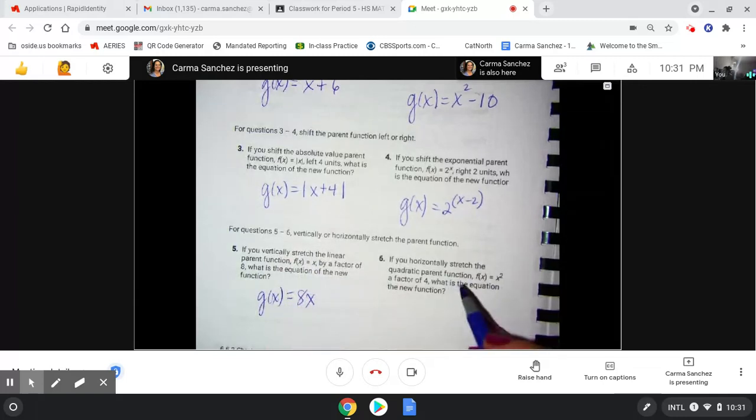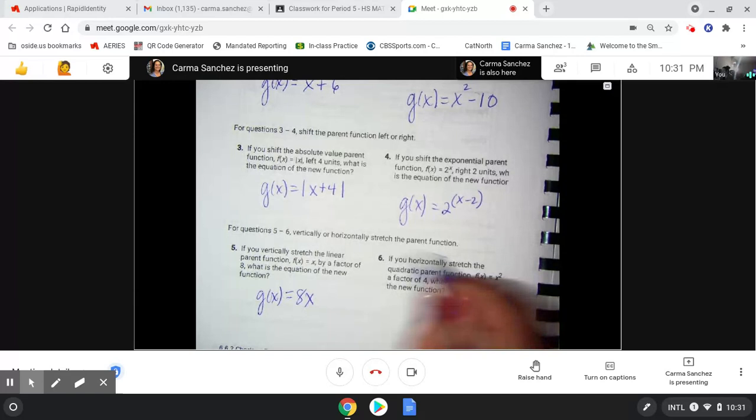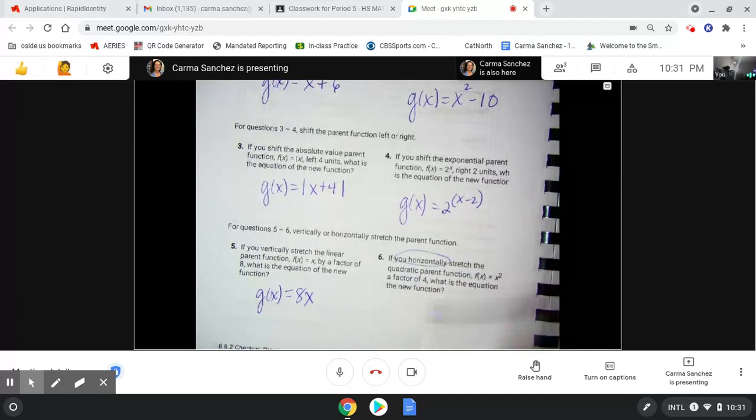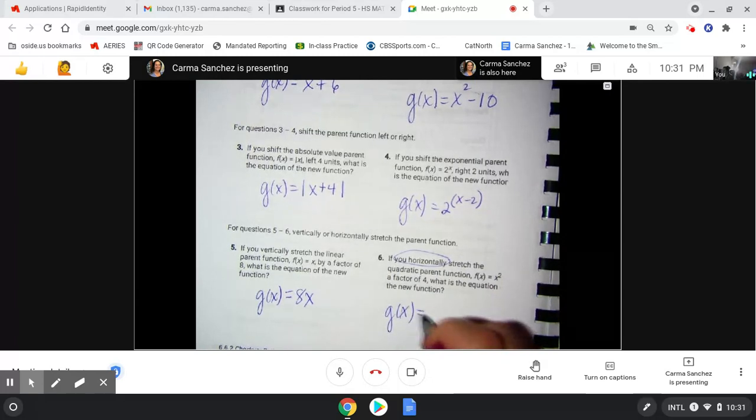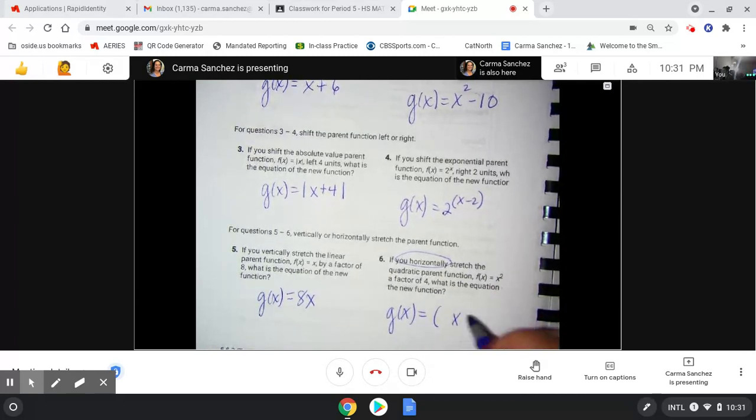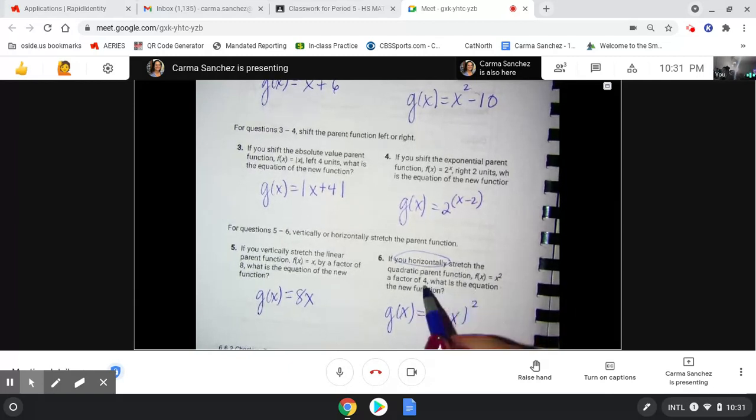If you horizontally stretch this quadratic parent function by a factor of 4, what's the new one? Remember that horizontally means you're going to be changing the input inside the parentheses. So g of x equals, what fraction is going to go here when it's a horizontal stretch? If it's a factor of 4, it's turning into 1/4 x squared. Remember to look back at the table if they're not sticking in your brain yet. No problem to look at the notes.